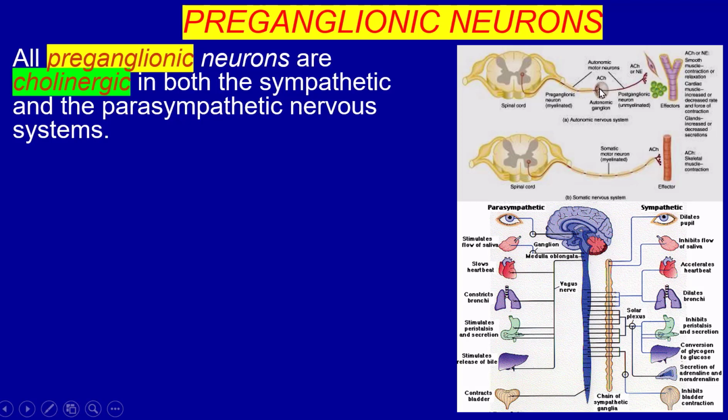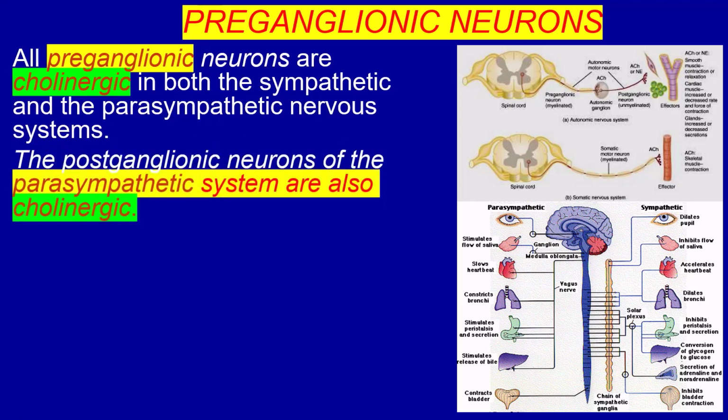The preganglionic neurons of both the sympathetic and parasympathetic nervous systems release acetylcholine, so they are cholinergic nerve fibers. The postganglionic neurons of the parasympathetic system are also cholinergic. Remember that the parasympathetic nervous system secretes acetylcholine at postganglionic nerve endings. So both the preganglionic and postganglionic neurons of the parasympathetic nervous system are cholinergic in nature.